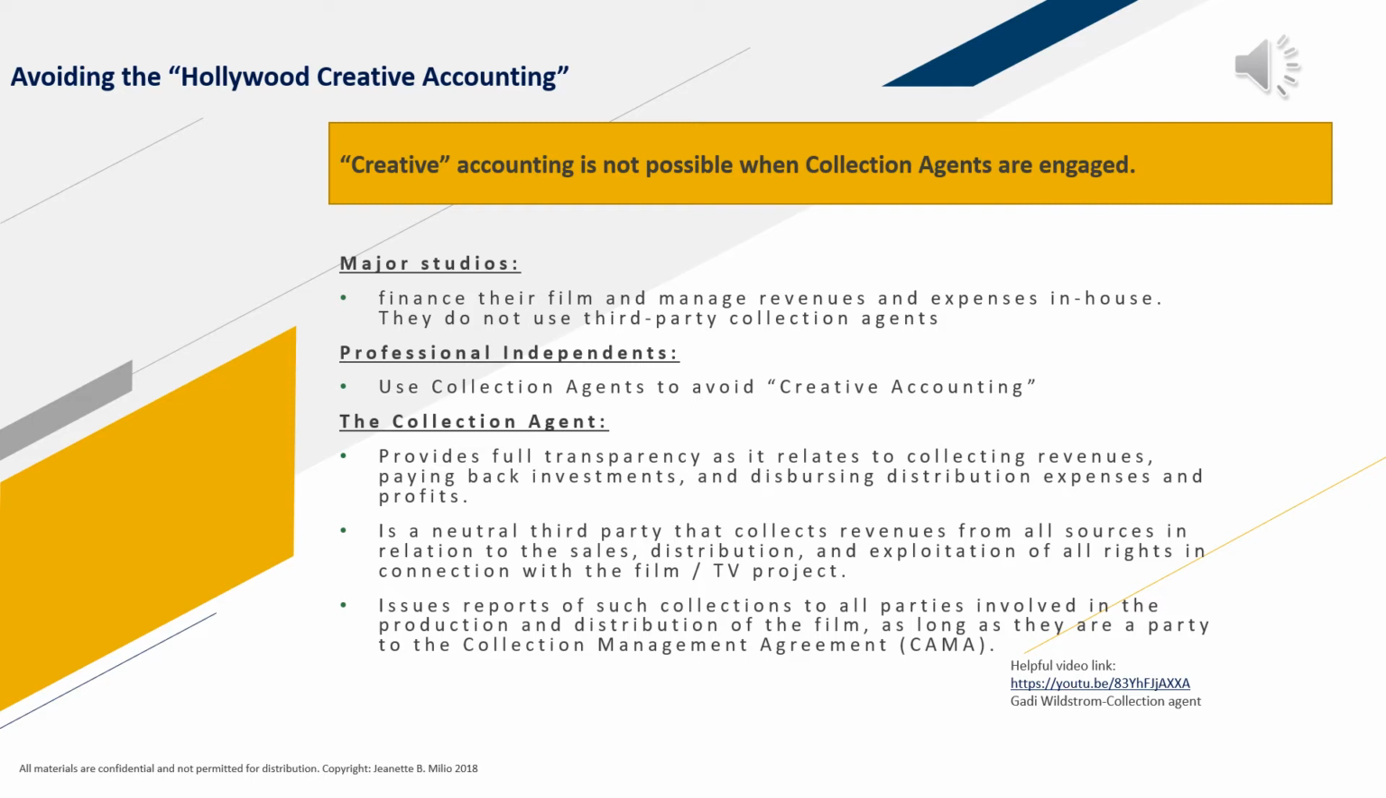They will issue reports every time they make a collection, and at the latest every 3 months all the participants will get a collection report that shows exactly how much money was received in revenues and how much money was spent in expenses and how much profit is available and will be dispersed.